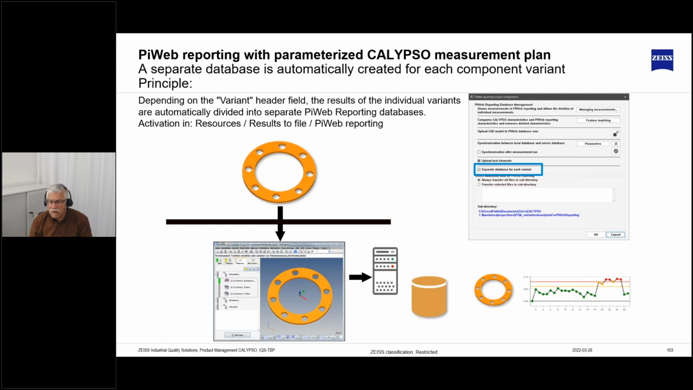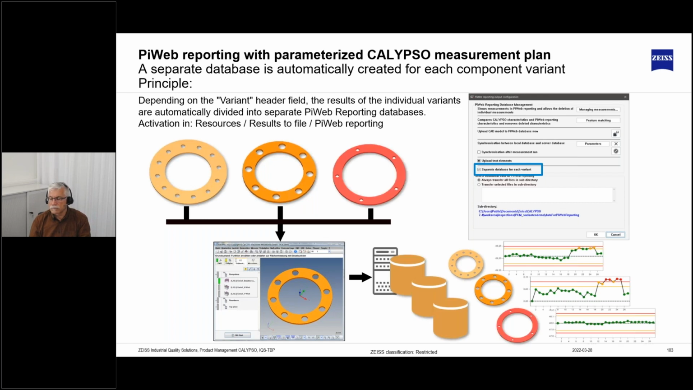And now we made a very easy and simple solution. First you have to activate the function, and if you activate the function, we will create a different database for every variant. To activate this, you have to go into resources, result to file, PyWeb reporting, and activate the checkbox separate database for each variant.